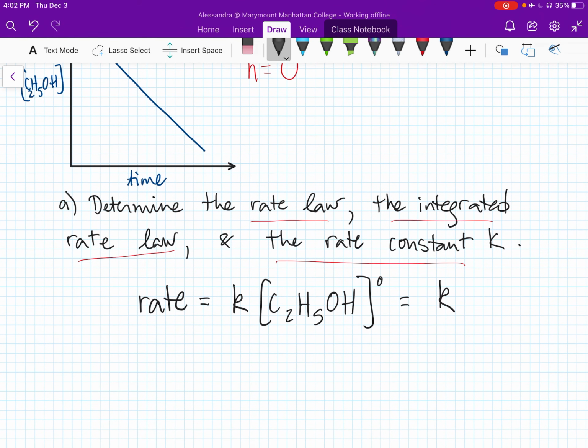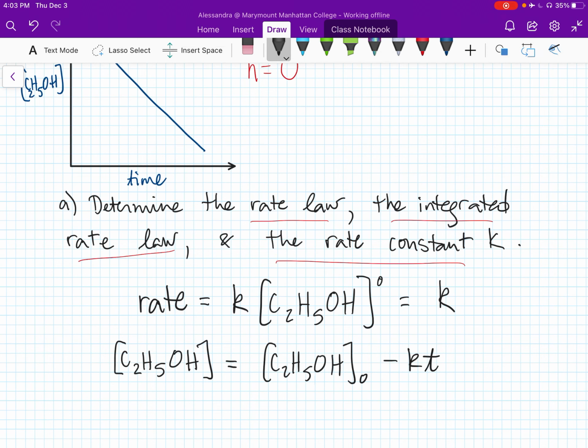The integrated rate law is A at time t equals A0 minus Kt. Another way of writing that would be C2H5OH at time t equals the initial concentration, C2H5OH sub 0, minus Kt. So this would be the integrated rate law. Okay, the top one is the differential rate law. This is the integrated rate law.